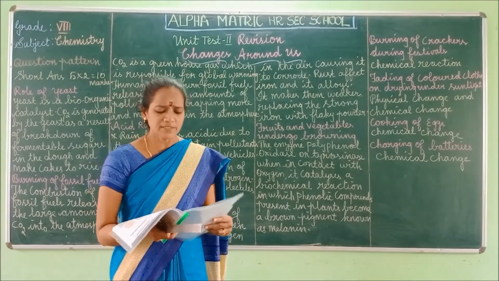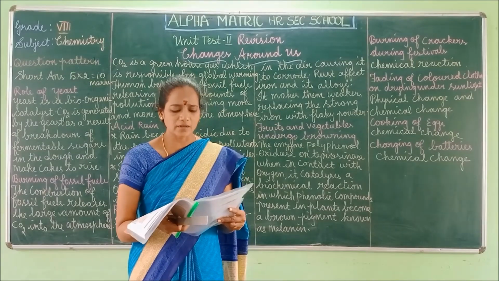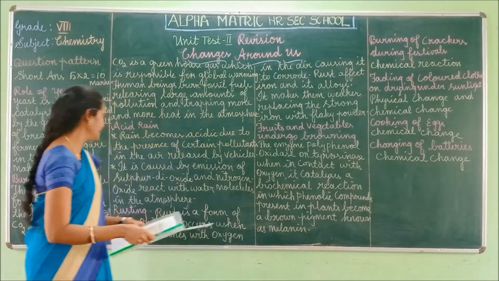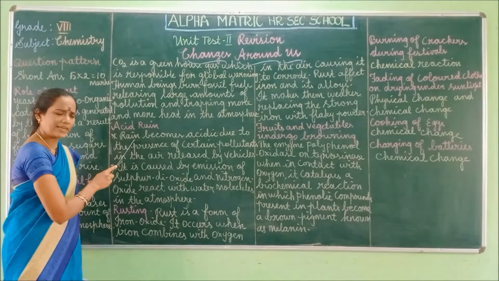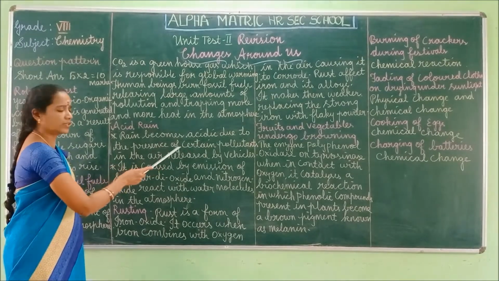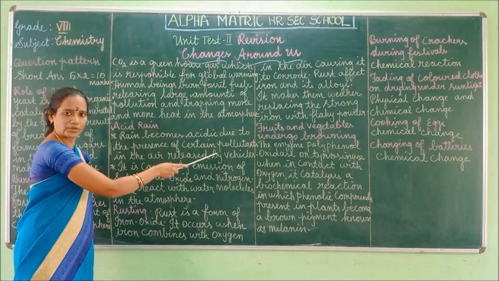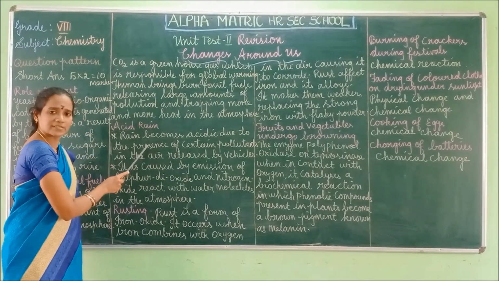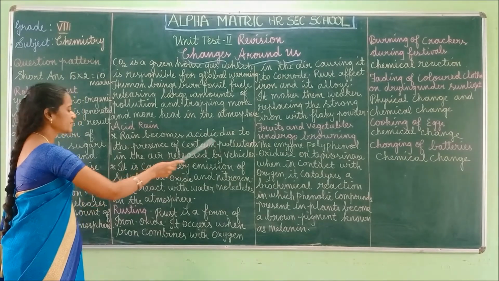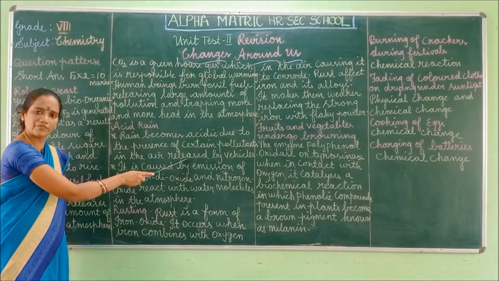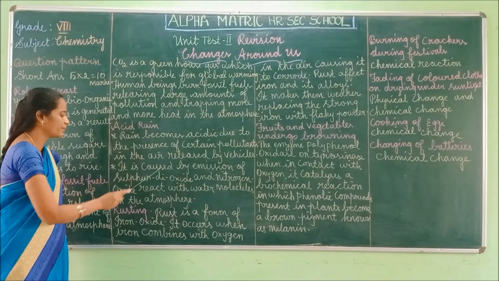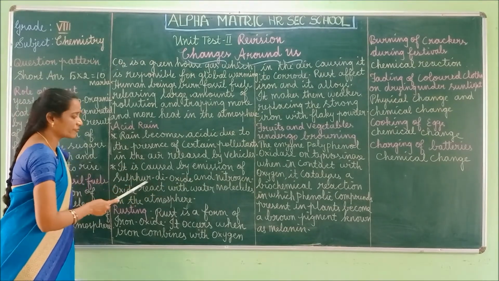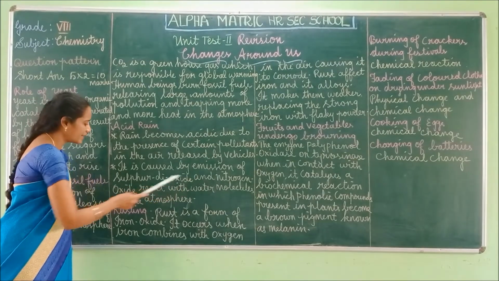Next, discuss how acid rain occurs due to emission of smoke from vehicles and industries. Actually, rain becomes acidic due to the presence of certain pollutants in the air released by vehicles. This is also something you know very well. Acid rain is caused by emission of sulfur dioxide and nitrogen oxide.